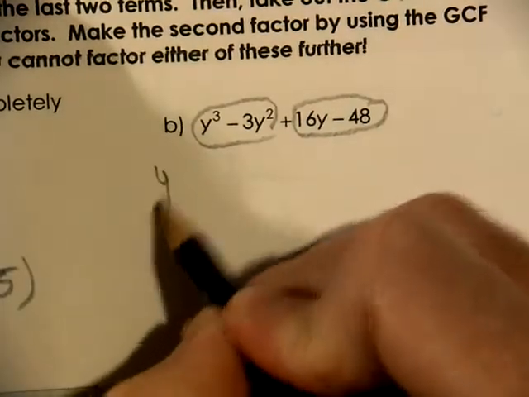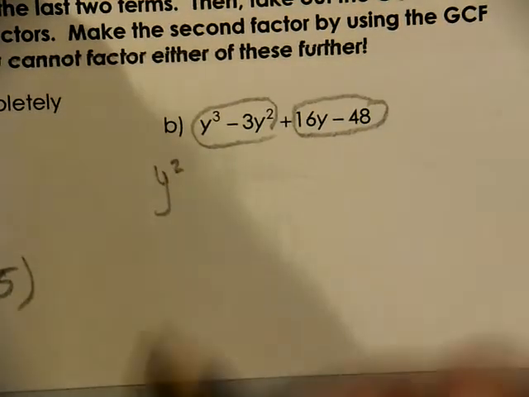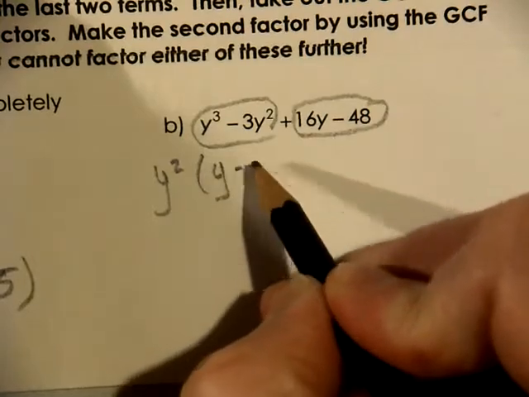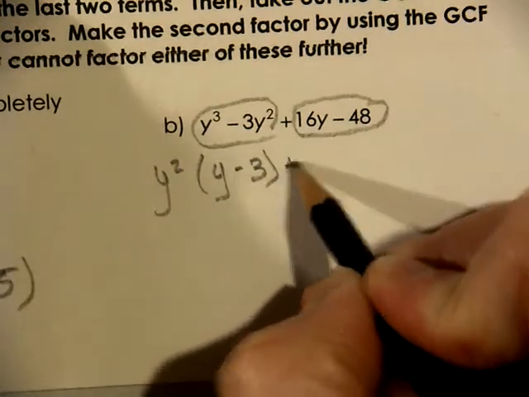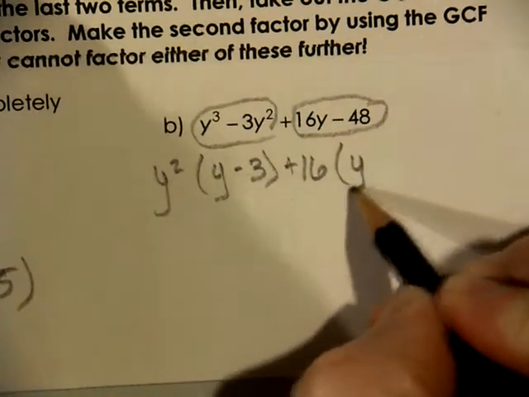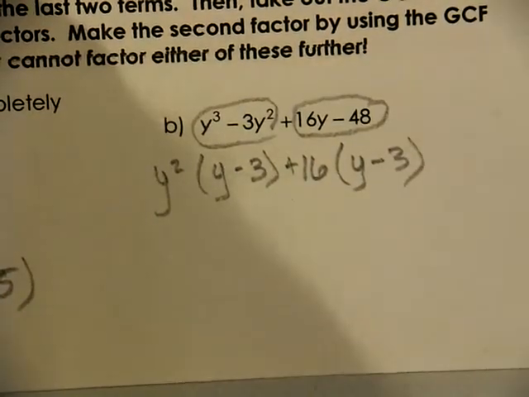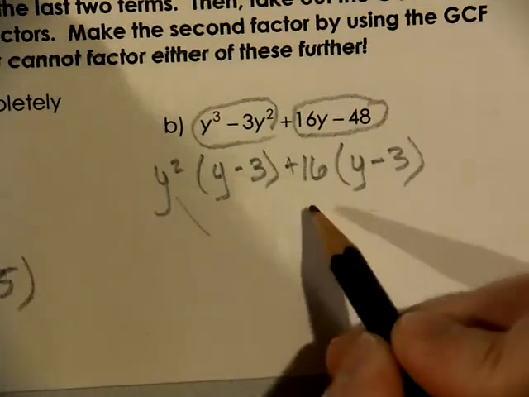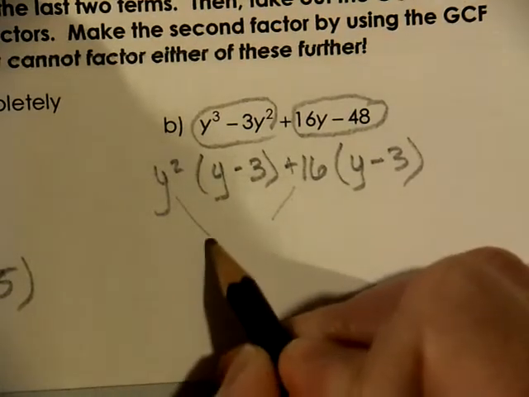So here we're going to factor out the square. It's going to leave us with a y minus 3. Bring down your sign. Factor out the 16. That leaves us with the y minus a 3. Bring down your y squared. Bring down your 16.